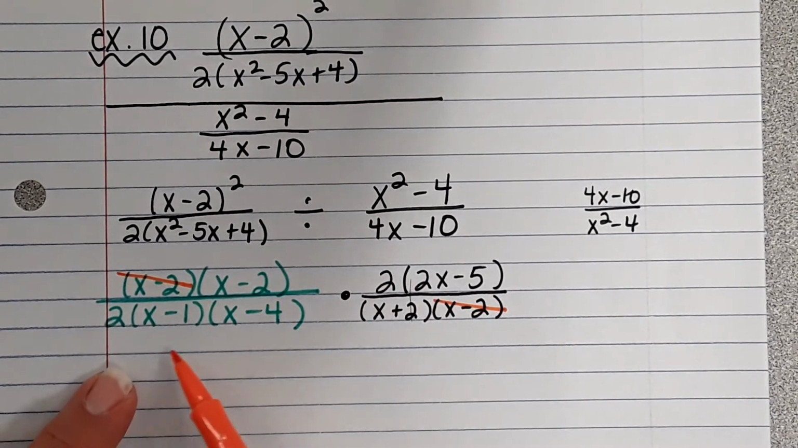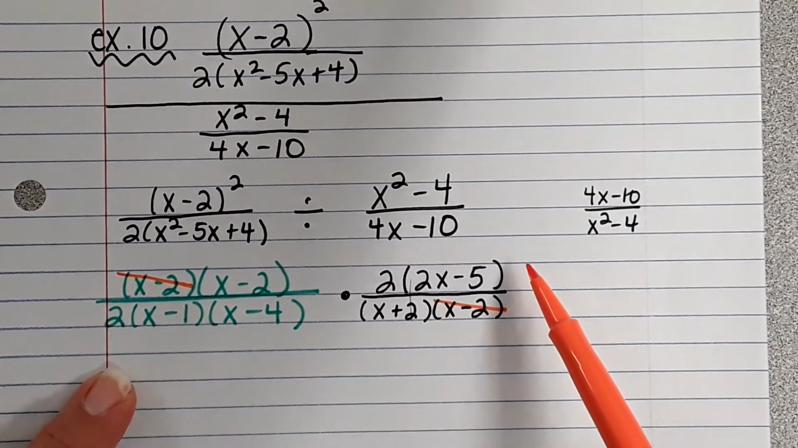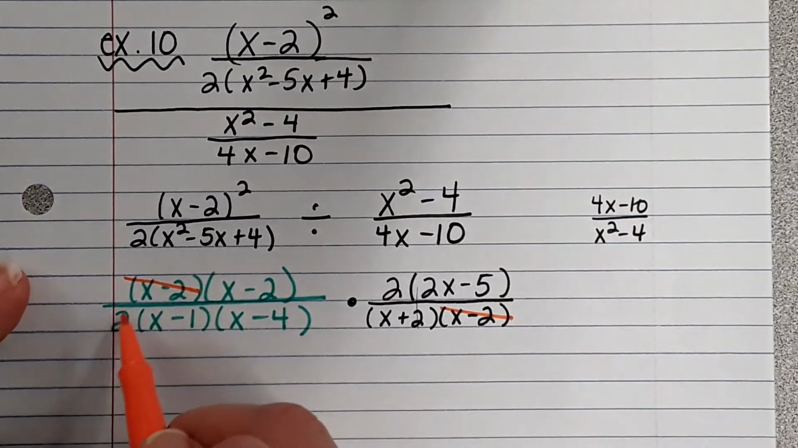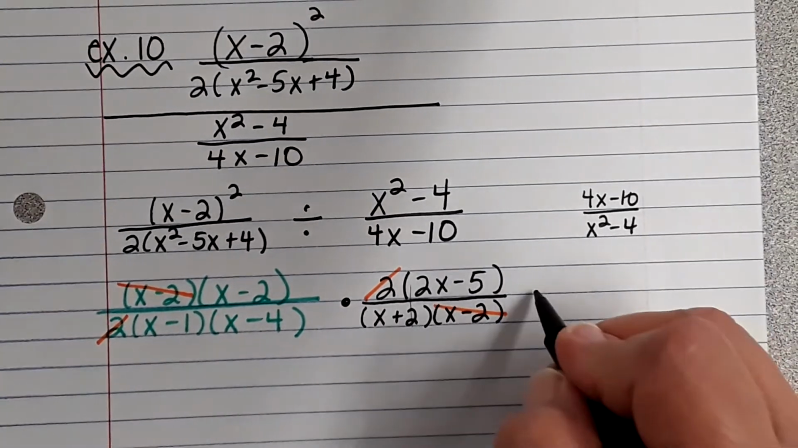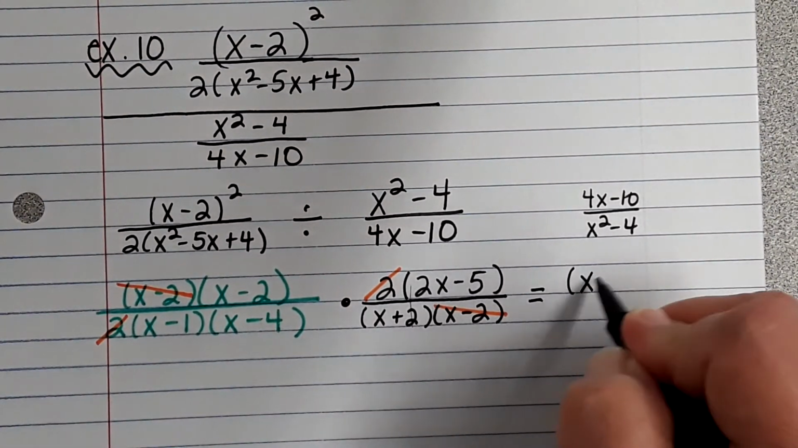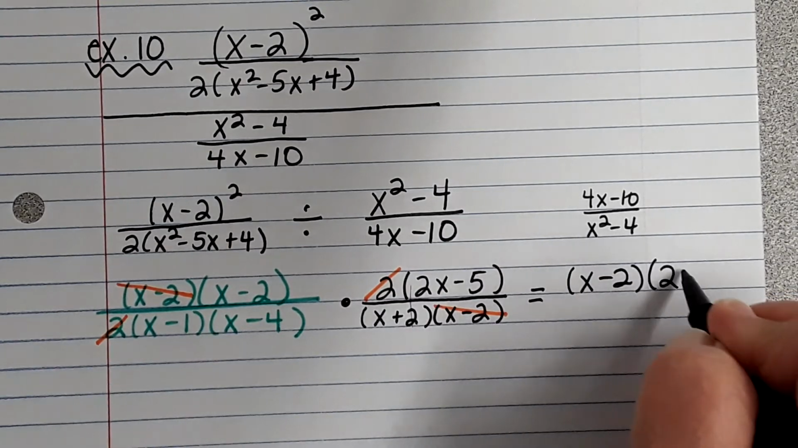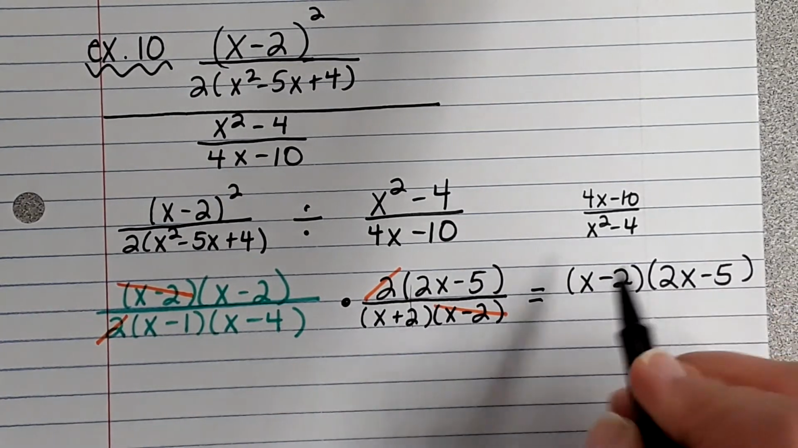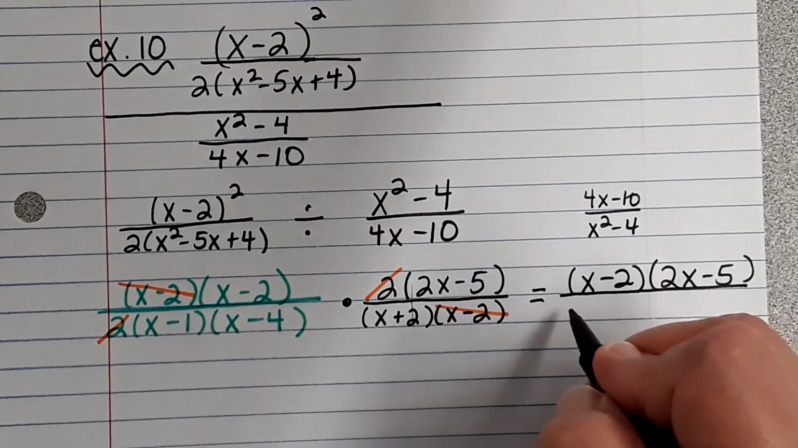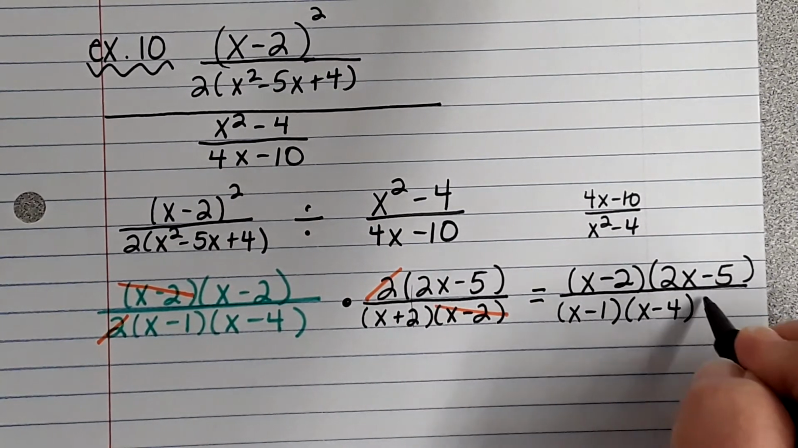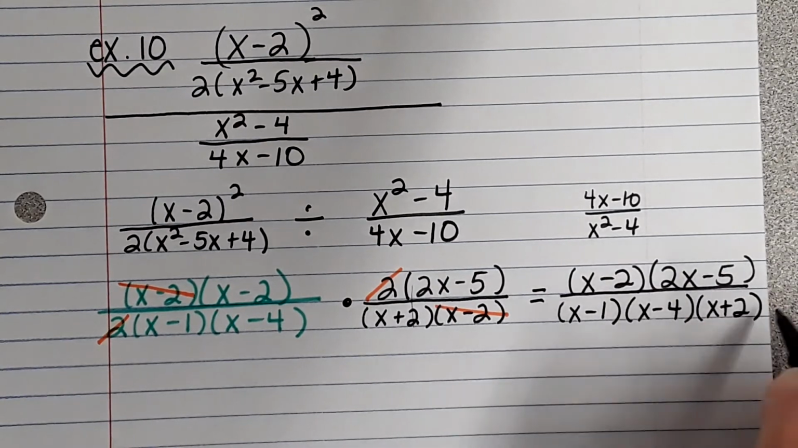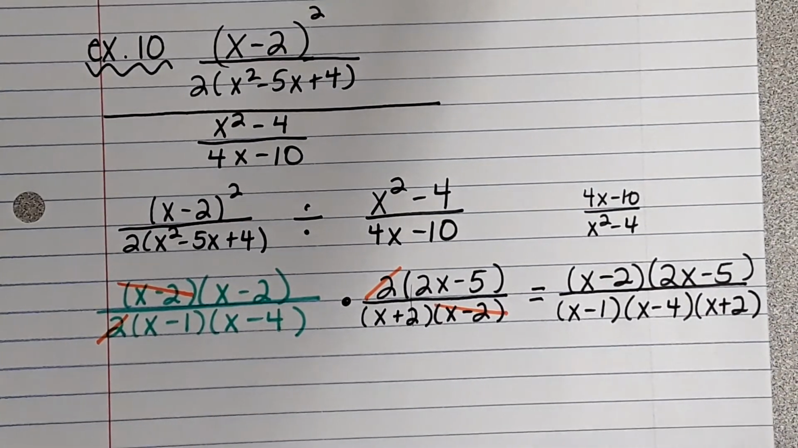Okay, now let's go diagonal this way. I have the 2. Anything else? My final answer would be x minus 2, 2x minus 5, and that's my final answer.